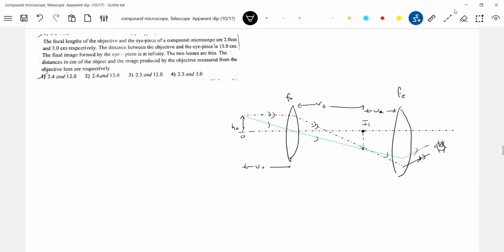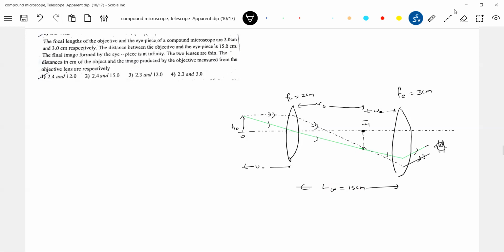Let's come to this one. What all information do we have now? Focal length: this is 2 centimeter and this is 3 centimeter. The diameter in objective and eyepiece is 15 centimeter. He has given the length of the tube. How much is it? 15 centimeter.